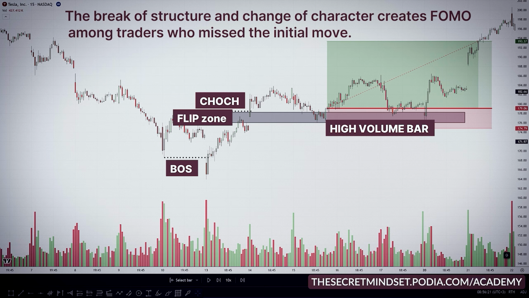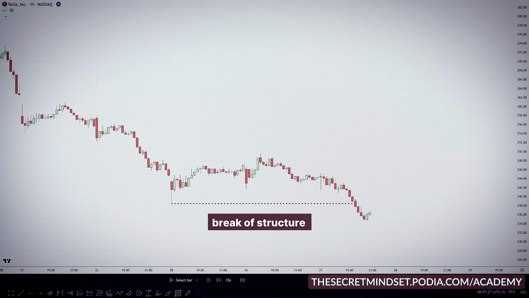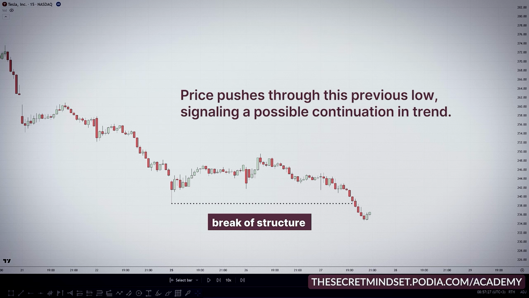This often leads to a strong trend as more and more traders pile in. And the pullback to the last supply area provides a relatively low-risk entry point. The stop loss can be placed just below this area. Here's another signal. The first step is spotting a break of structure. This happens when price pushes through this previous low, signaling a possible continuation in trend.